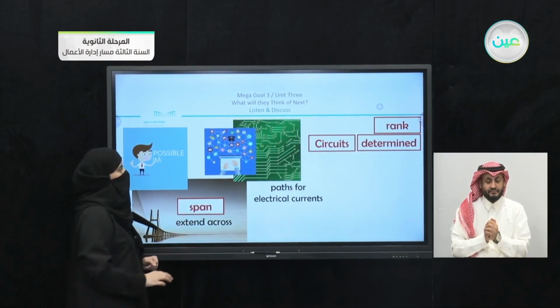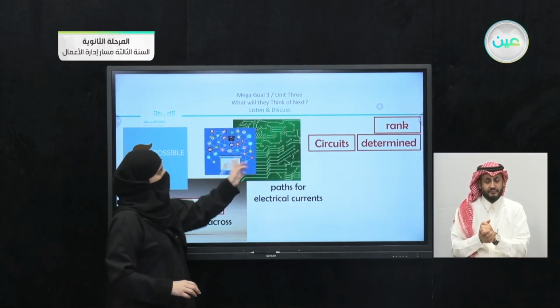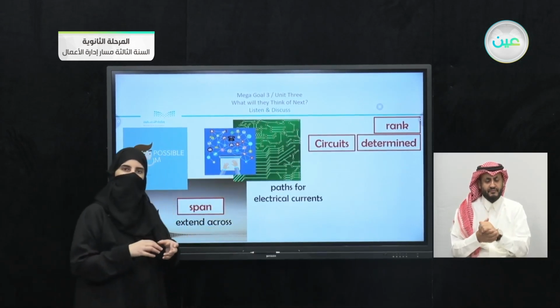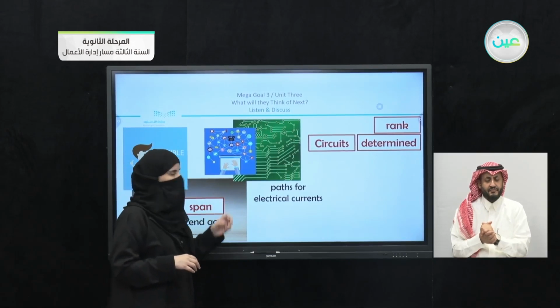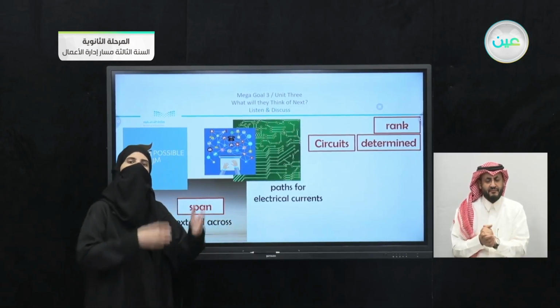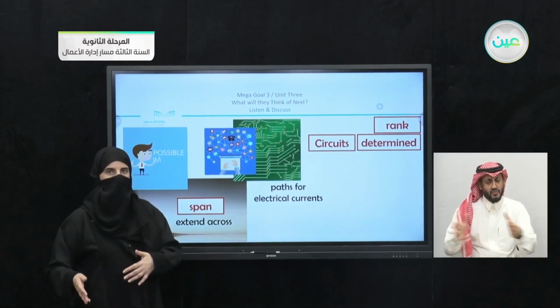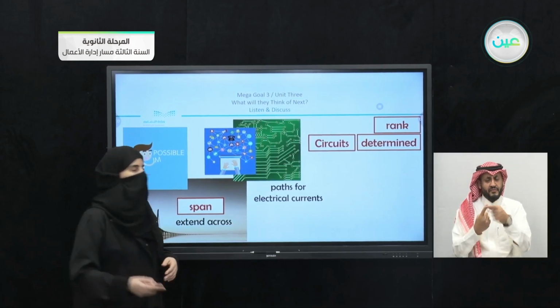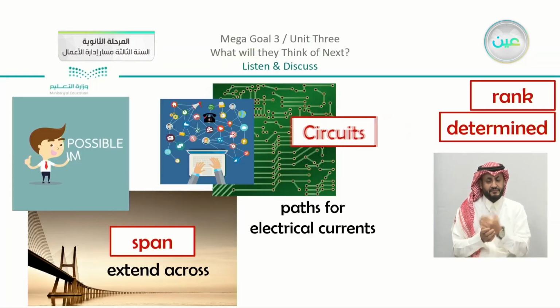Also, we have another word. We have here, now the 2 pictures here actually, they are the same idea. We have here paths for electrical currents. So instead of saying paths for electrical currents, you can just use one word, which is going to be here. We have the word, yes, correct, circuits.